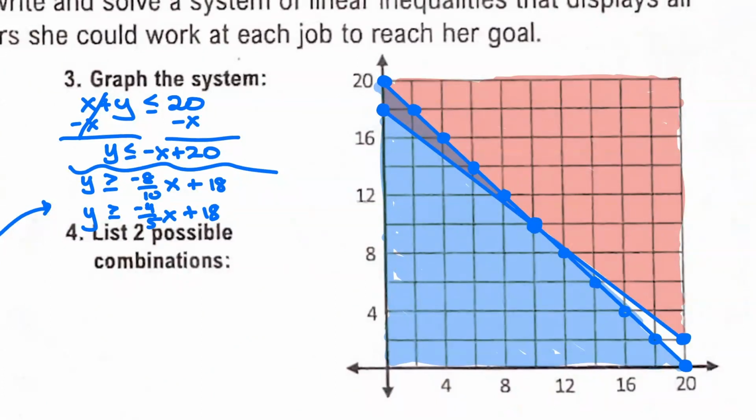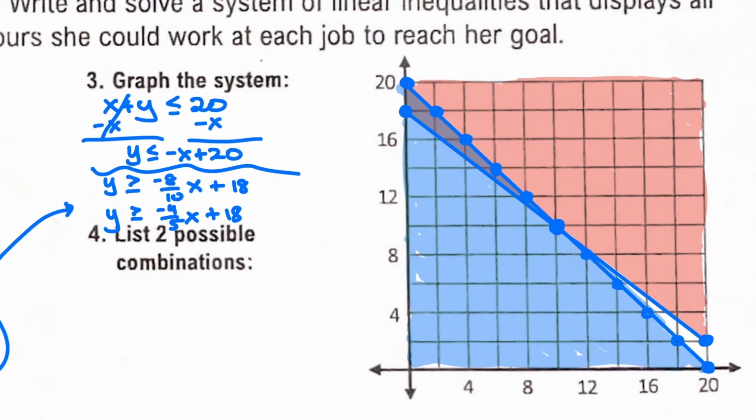Now I want you to notice that's a lot of shading, right? But where are my answers? Remember, your answers are going to be anywhere that got shaded twice. This only got shaded in blue, it is not an answer. This only got shaded in red, it is not an answer. Anything in here didn't get shaded at all. My answers are going to be just this little section right here, like this tiny little skinny triangle.